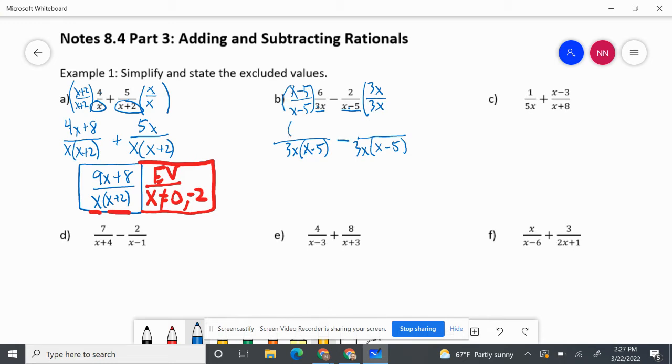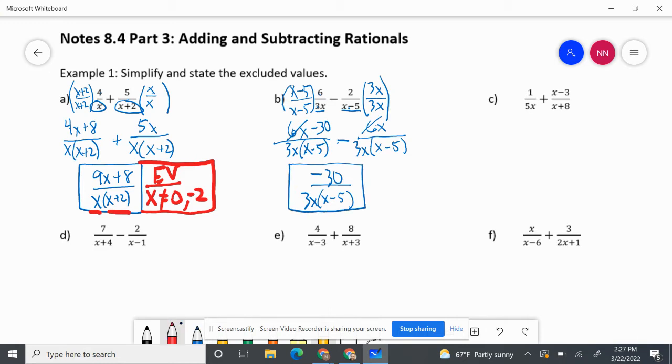x times 6 is 6x. Negative 5 times 6 is negative 30. 2 times 3x is 6x. So when we subtract this, we have 6x minus 6x, which means it cancels. And then we have the negative 30. So we have negative 30 on top, we have 3x, and we have an x minus 5. That right there would be us subtracting the two fractions.